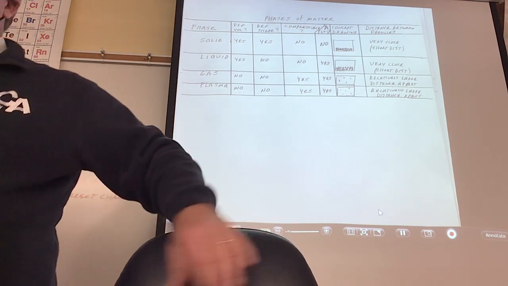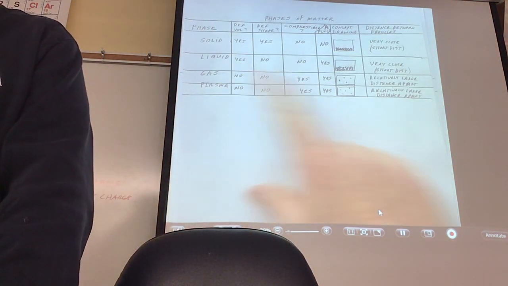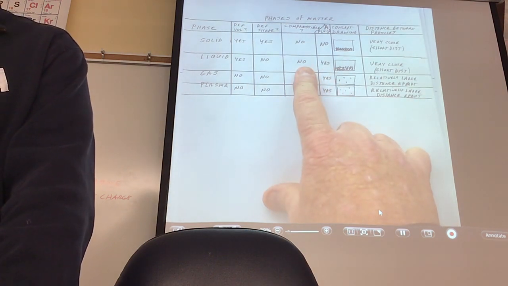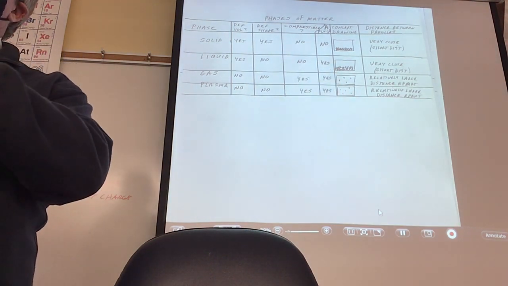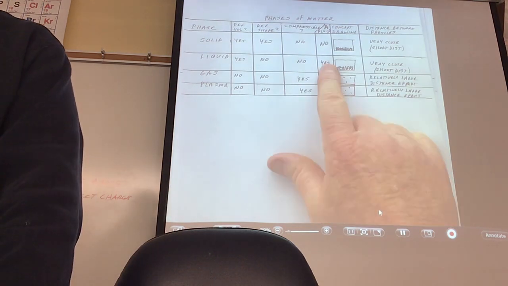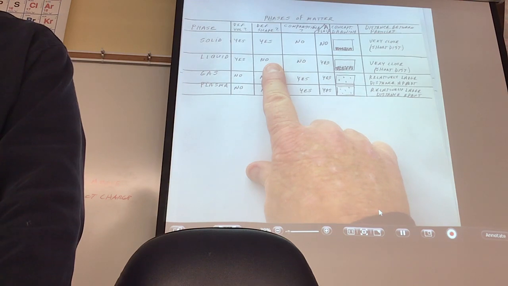Okay, so anyway, we know that liquids are very close because you cannot compress them. But we know that there is at least some movement by layer. There is some kind of movement because it can flow and it can actually take different shapes.